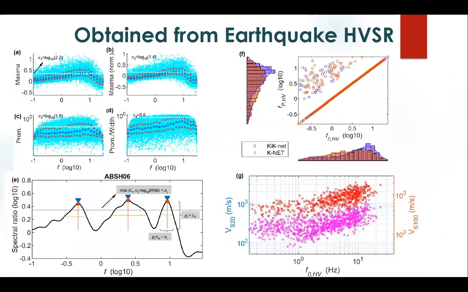The second category of site proxies is obtained from earthquake horizontal to vertical spectral ratios. We devised new peak picking schemes and use this newly derived scheme to identify HVSR parameters, including peak frequency, peak amplitude, peak width, and peak prominence. Besides these HVSR parameters, we also provide the whole HVSR curves as a function of frequency.